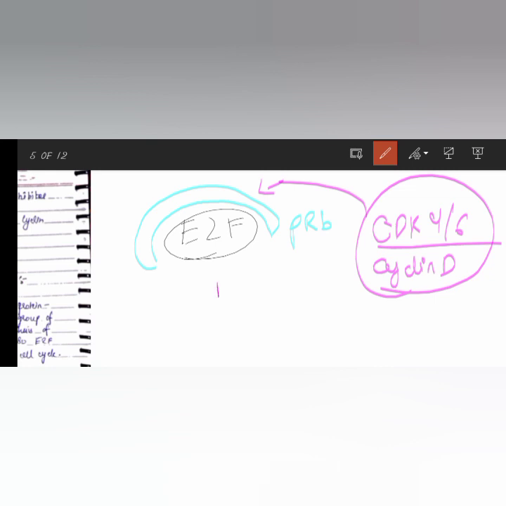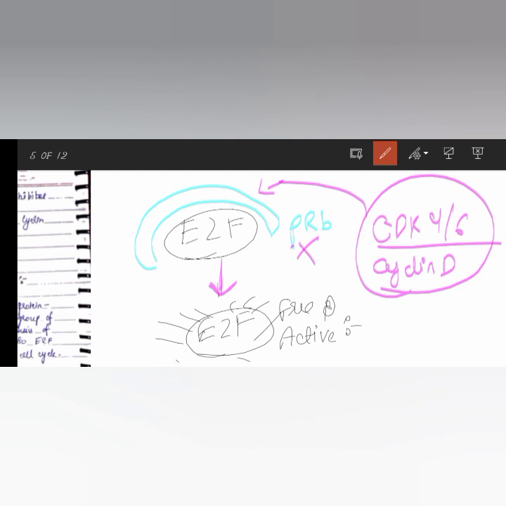What will happen is that pRB is inactivated, and E2F becomes free and becomes active, which will result in production of replication enzymes.